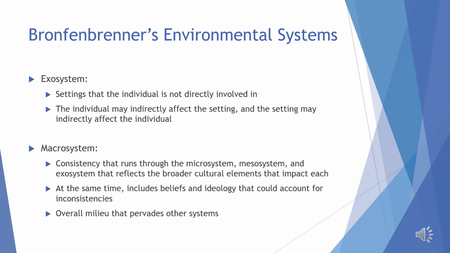Next, you have the system of the exosystem. The exosystem represents settings or contexts that the individual is not directly involved in, but there may be indirect influence. The individual may affect that setting indirectly, and that setting may have an indirect effect on the individual. So this would be things like friends of family, or other kinds of outside or secondary relationships. You could think of this as settings that are 1 degree removed from the individual. And those things can then come and have an effect on the individual.